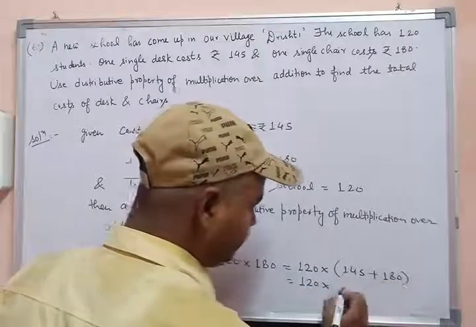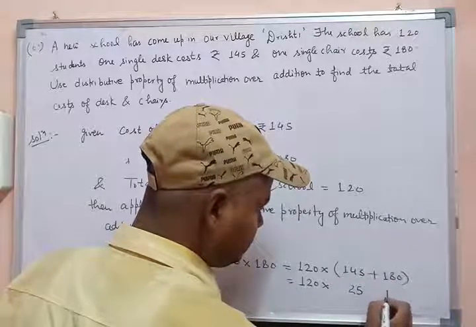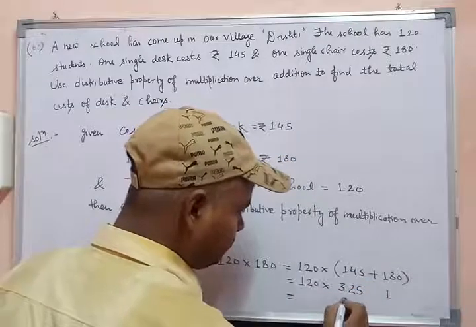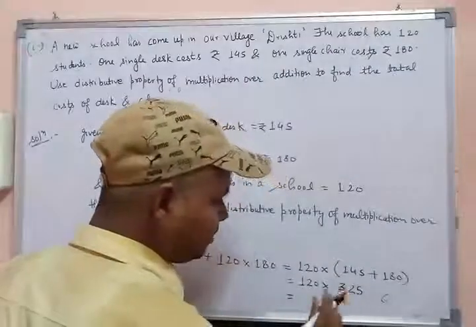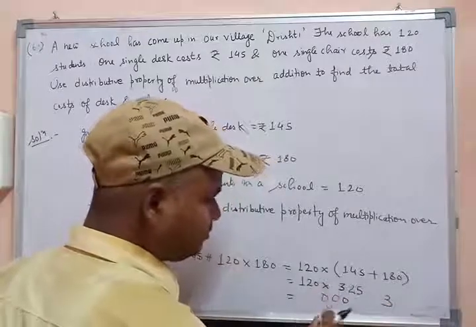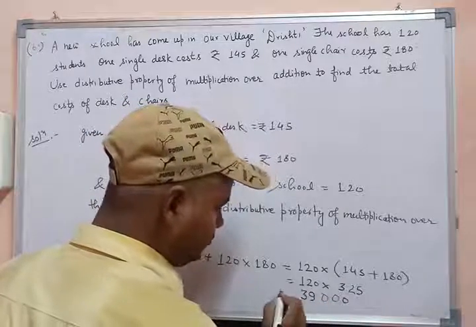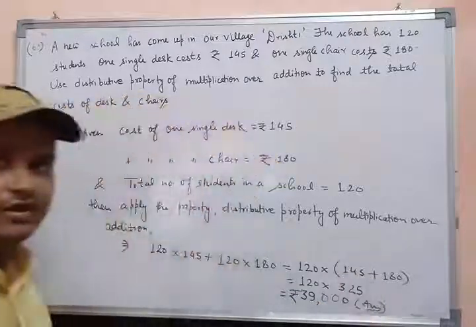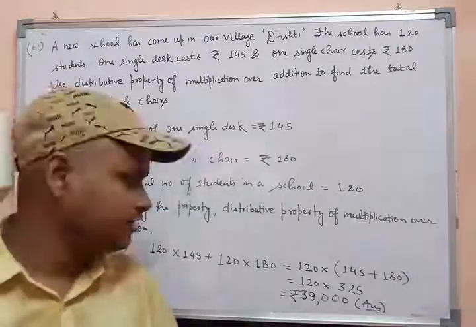Then we will get 5 plus 0 is 5, 4 plus 8 is 12, 1 carry, 1 plus 1 is 2, and 1, so 325. Now 120 times 325: 12 fives are 60, 6 carry, 12 twos are 24 and 6 is 30, 3 carry, 12 threes are 36 and 3 is 39. Okay students, so the total cost for 120 students for chair and desk is 39,000 rupees.